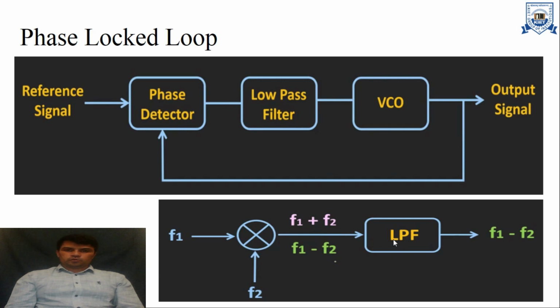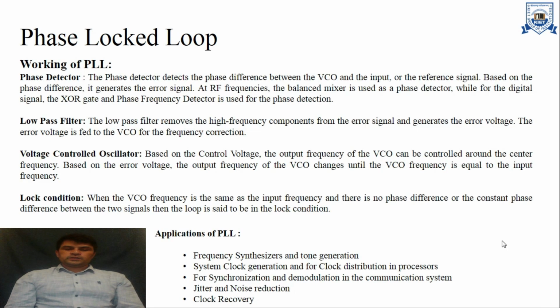The low pass filter passes low frequencies only. It gives me f1 minus f2. So here is the working of the phase locked loop.